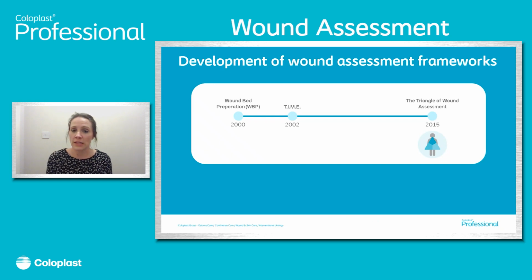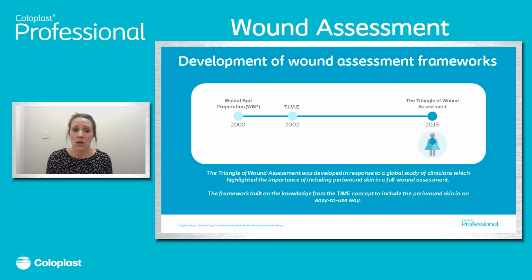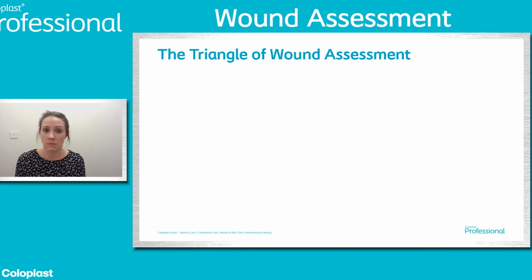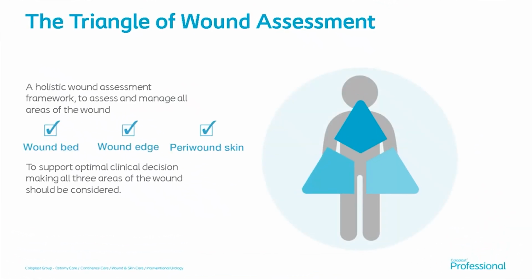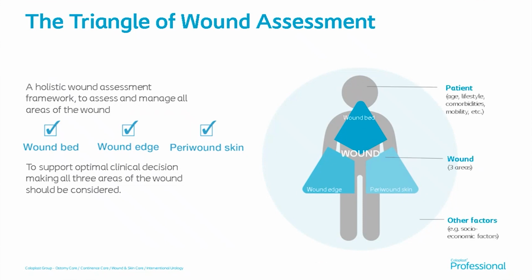We then come on to the more recent triangle of wound assessment from 2015, which looked at not only the wound bed and the wound edge, but also incorporated the periwound skin as part of the full holistic assessment. So adding slightly more detail to the TIME concept that we had previously been using. The triangle of wound assessment looks at the wound bed, the wound edge, and the periwound skin. Those three areas that really have an impact on the overall wound healing.